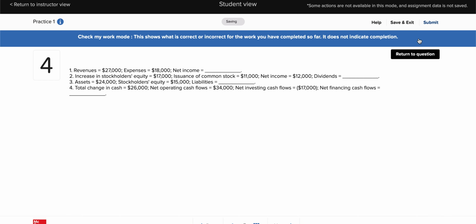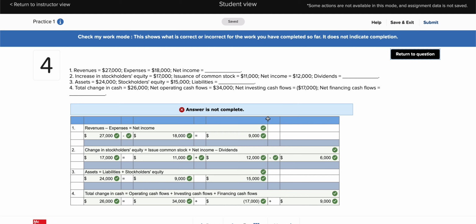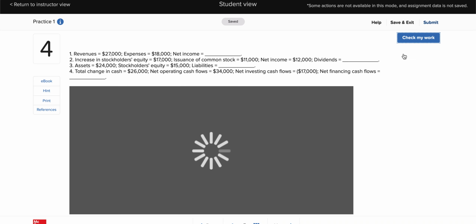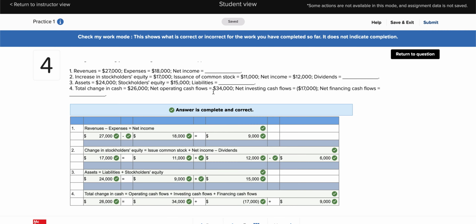Let's check our work. I already know there's a problem here. I see all this green, but it tells me my answer is not complete. Remember what I told you at the beginning, that with problems like this, you have to make sure that you check these boxes in between them to make sure that you're telling the operation that needs to be performed. Equals, minus, plus, that kind of thing. And I knew I did not do this one. So I want to return to the question and go fix this one. So assets equal liabilities plus stockholders' equity. This should be a plus sign here. Let me go back and check my work. I am complete and correct.